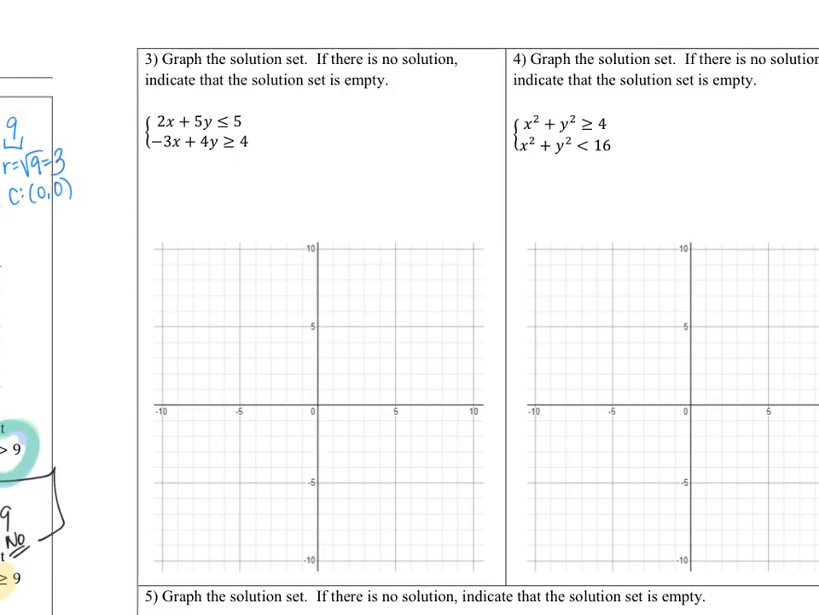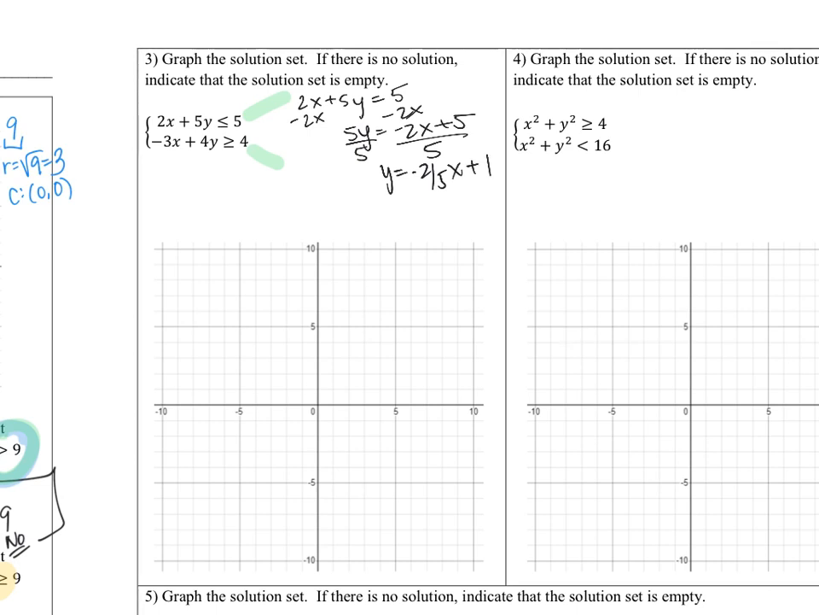Okay, for number 3, we want to graph now a system. So that's going to be looking for the overlap of these two. So we have 2 lines going on right here. So I'm going to rewrite them in our nicer form. And again, I'm looking at just the boundaries. 5y is equal to negative 2x plus 5. Dividing by 5 everywhere, we get y equals negative 2/5 x plus 1.